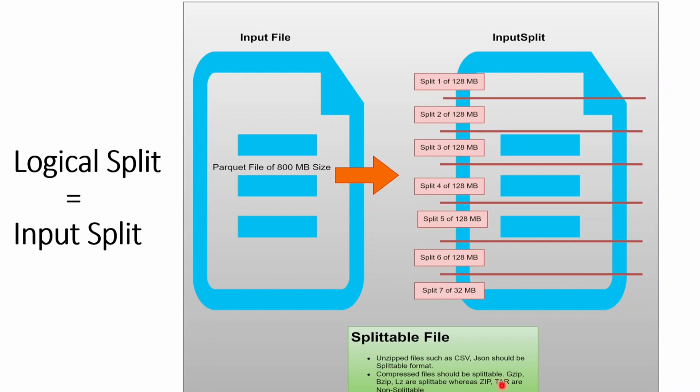In case we have a non-splittable file, then this entire 800 megabytes will be consumed by only one core. The entire file will be considered as one logical piece. That is going to hit the performance, because we are impacting the parallel processing. So it's very important to use splittable file formats and compression formats while working in big data, especially in Spark. I hope you understood.